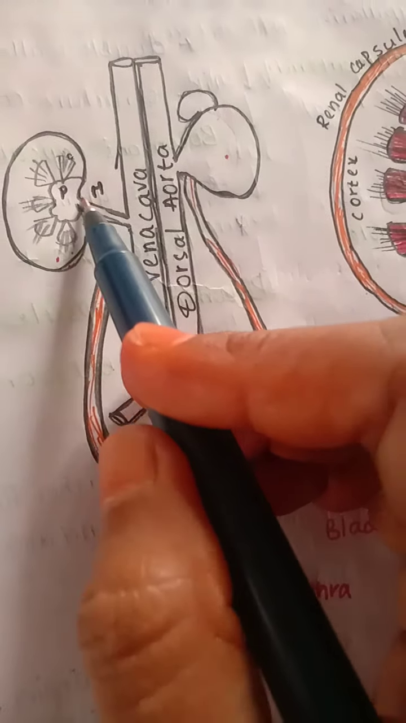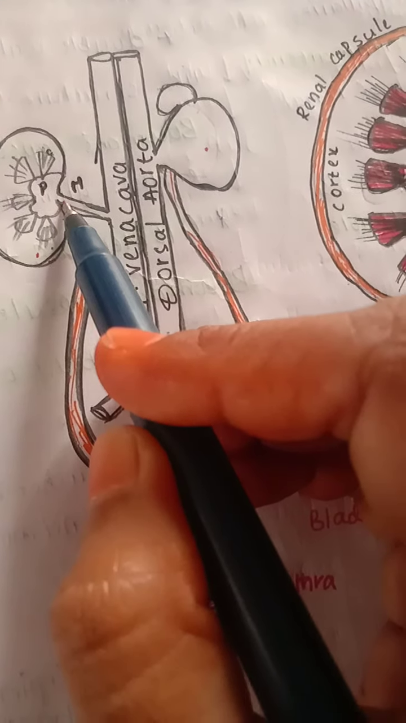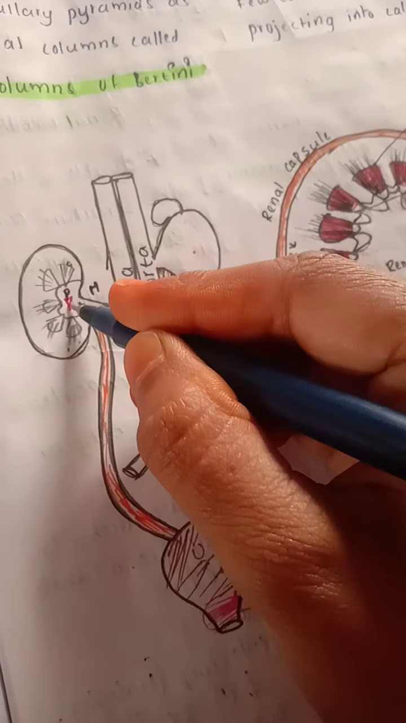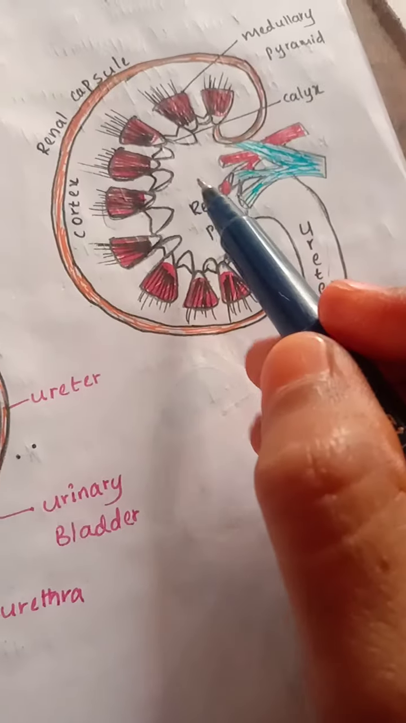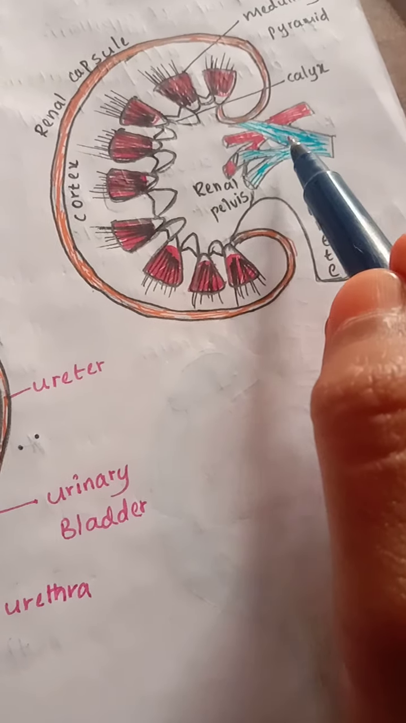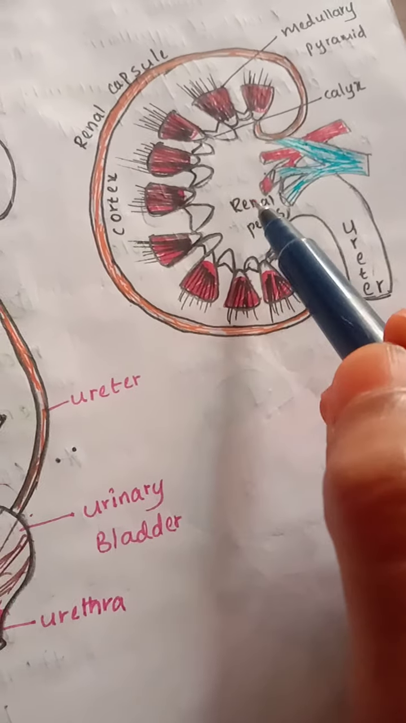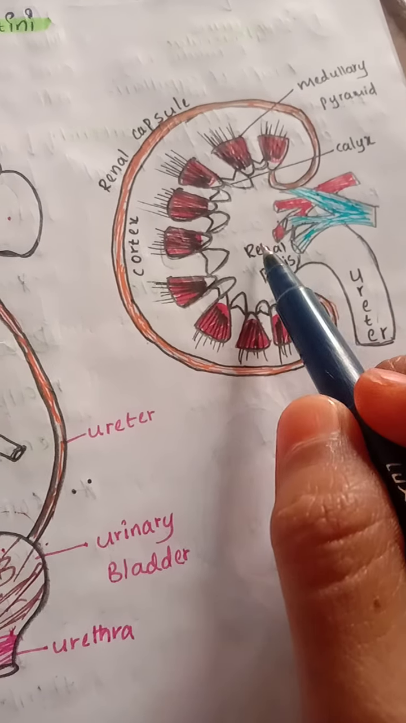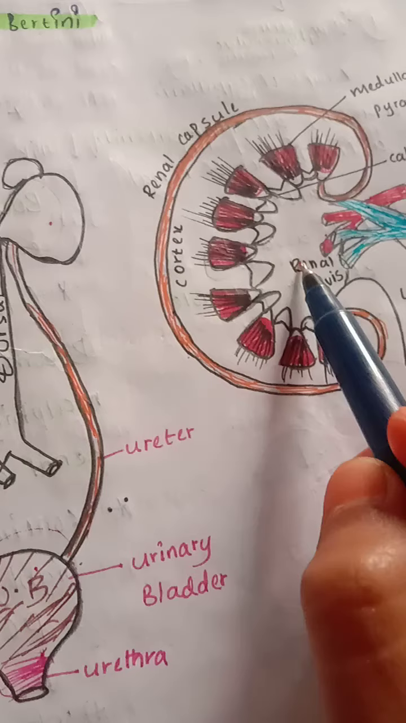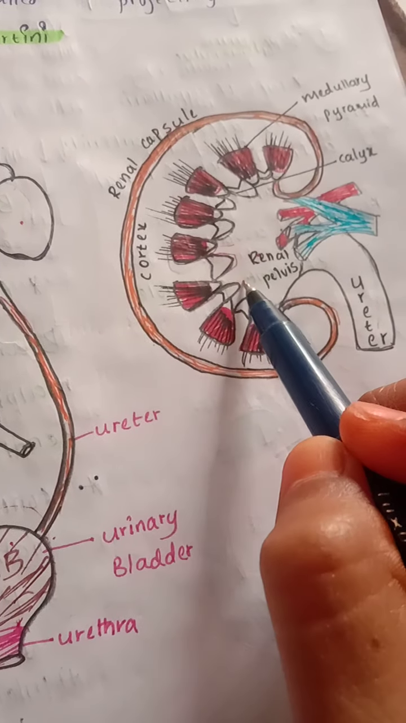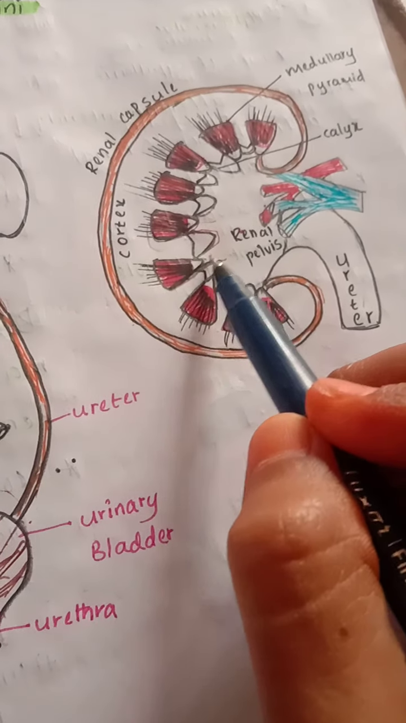Inner to the hilum, there is a broad funnel-shaped structure called the renal pelvis. Blood vessels and nerves enter through the hilum, and the ureter opens into the renal pelvis. The renal pelvis has small projections, which are called calyces.